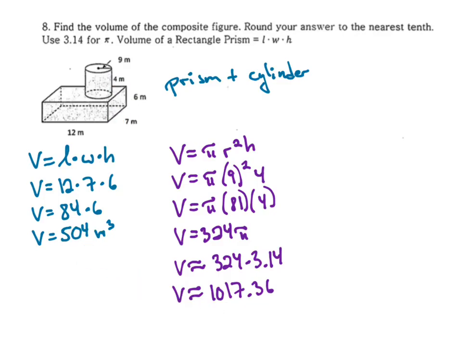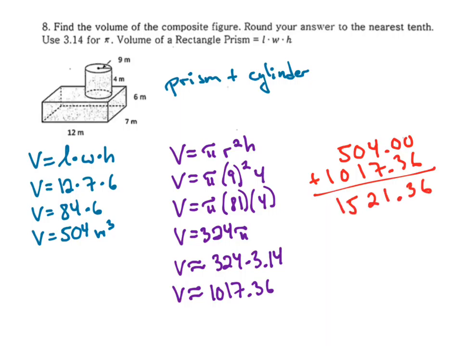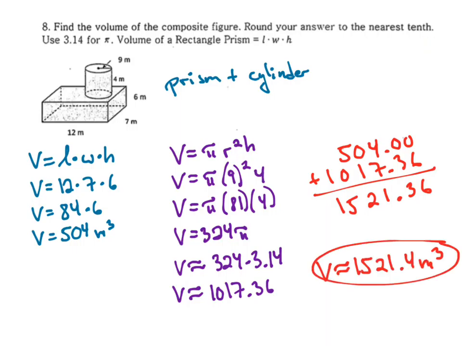So add these two numbers together. Make sure to line up your decimals. A lot of you are going to make mistakes on that. Please try not to. If it helps, you can certainly put your decimal and fill that in with zeros. Add them up. And make sure you round off to the nearest tenth if that's what the problem's asking for. Volume is about 1,521.4 cubic meters.